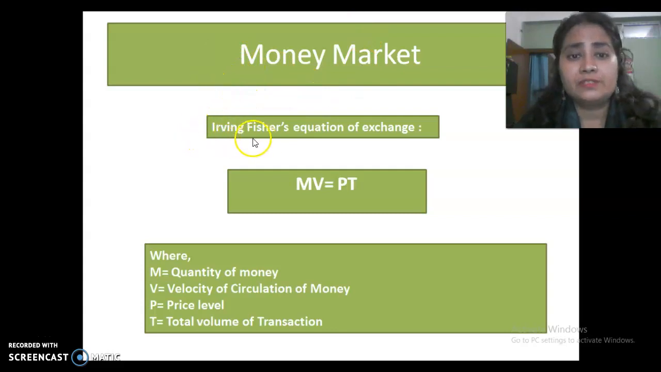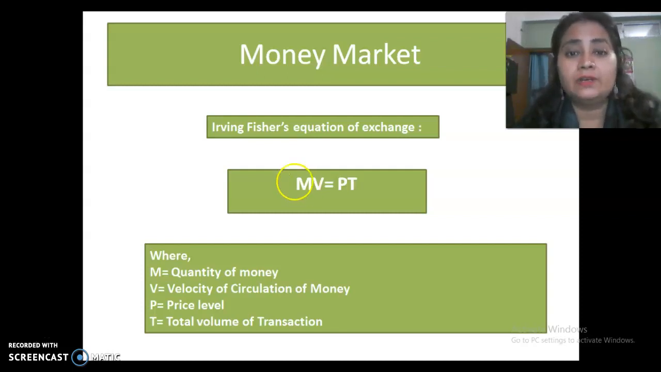Irving Fisher's equation of exchange is MV equal to PT, where M is the quantity of money supplied by the monetary authority of a country, and V is the velocity of circulation of money. That means the number of times a unit of money changes hands to effectuate transactions.